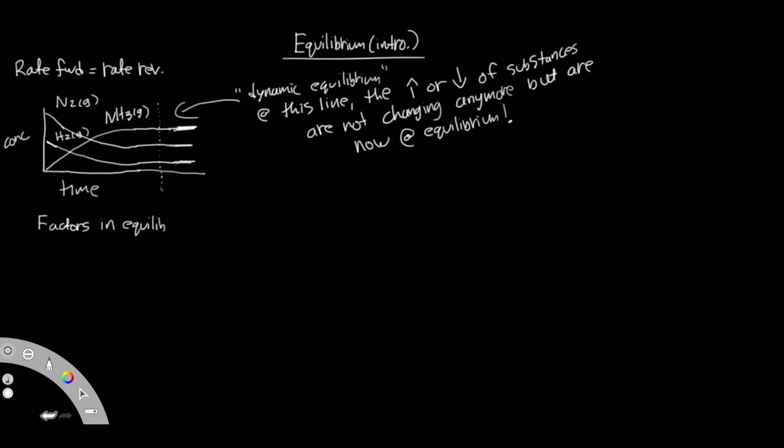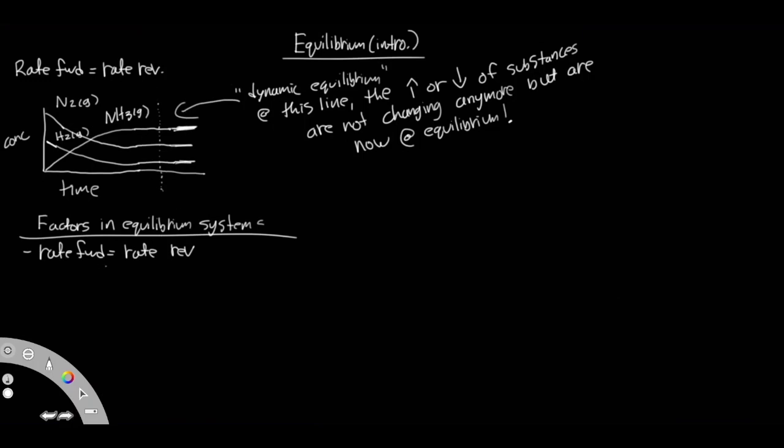Now, I've already written out one of them up at the top there. Okay, it was this one. The rate forward must equal the rate reverse. Okay, so that this tug of war can hit that equilibrium standstill point where they're no longer moving.